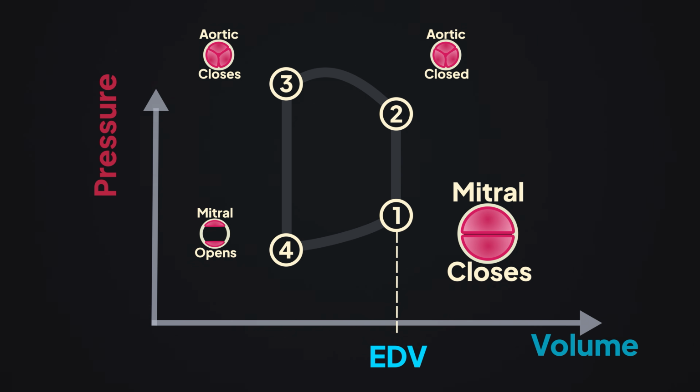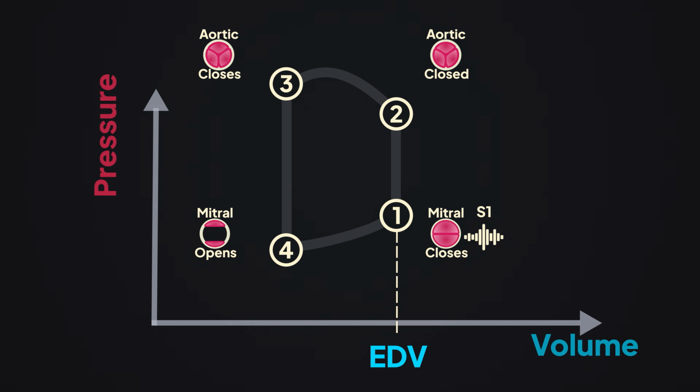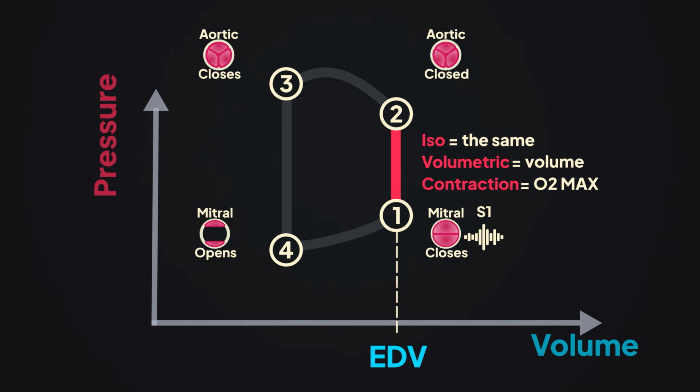After the mitral valve closes, the left ventricle begins to contract. Pressure climbs rapidly, but since all valves are shut, the blood has nowhere to go. Because the volume stays exactly the same, this phase is called isovolumetric contraction. Iso means the same and volumetric means the volume. And here is a high-yield Step 1 tip: this is the period of the heart's highest oxygen consumption.